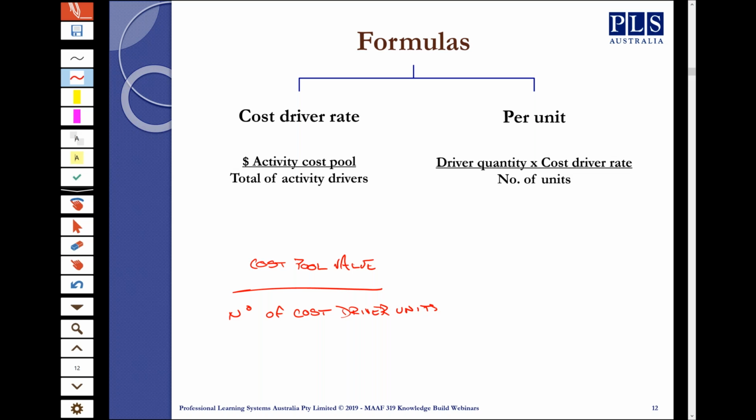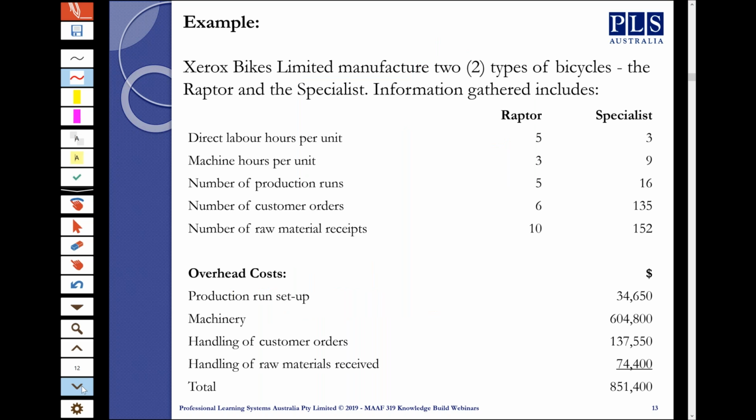If you then need to turn it into a per unit amount, however, that's where you take your driver quantity by your cost driver rate and divide it through by your number of units. Now, maybe easier to see using a set of numbers. So using the numbers that I had before, again, I've got the Raptor and the Specialist. I've got my overhead cost split between the production run, setup, machinery, handling, and through. So rather than allocating the 851 in one hit, we're now going to look at it if we were to allocate using activity-based costing.